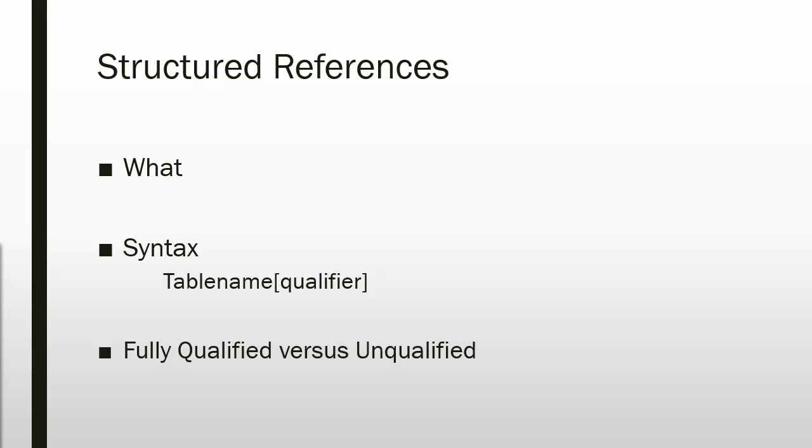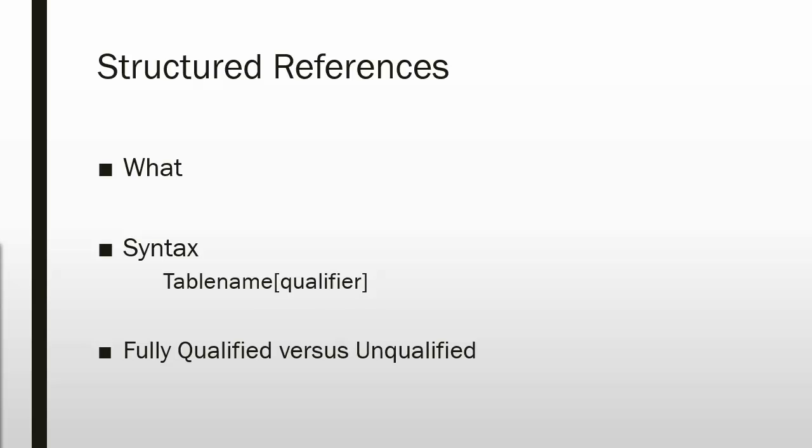The syntax for this: instead of using a column reference followed by a row reference as a basic cell address, we use the table name followed by an opening square bracket, followed by a qualifier, which is going to be your column header, followed by a closing square bracket. Anywhere you can use a normal cell reference or range of addresses, you can use a structured reference.